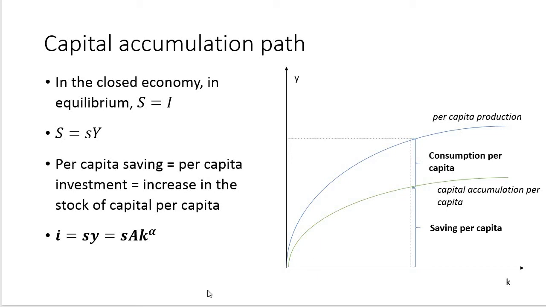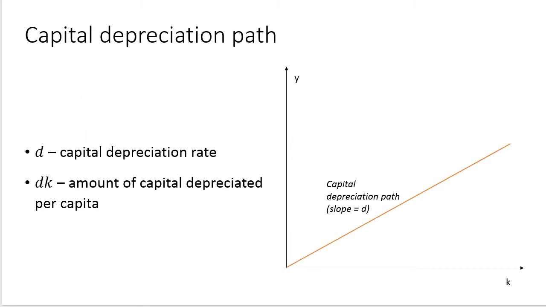So on the other hand, we have capital depreciation. So this one is relatively simple to analyze. So we assumed before that depreciation of physical capital is a linear process, and we define delta as capital depreciation rate. So basically delta times k will stand for the amount of capital depreciated per capita during some period of time. And yeah, slope will be equal to delta.